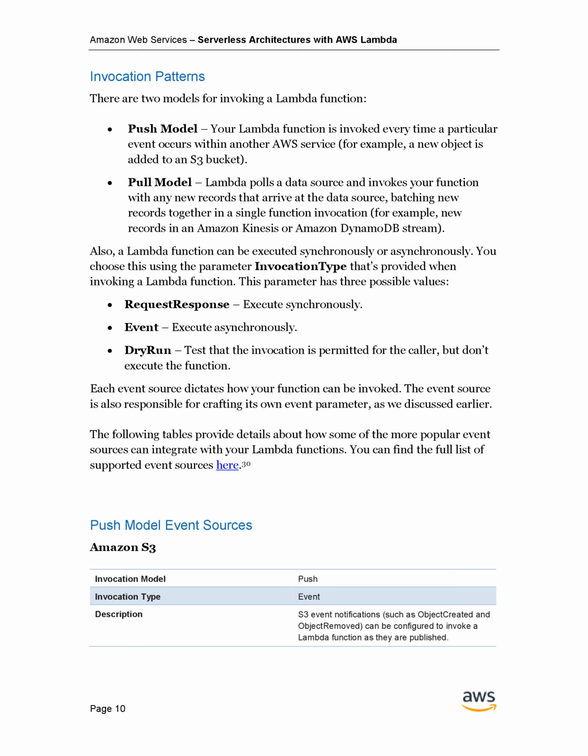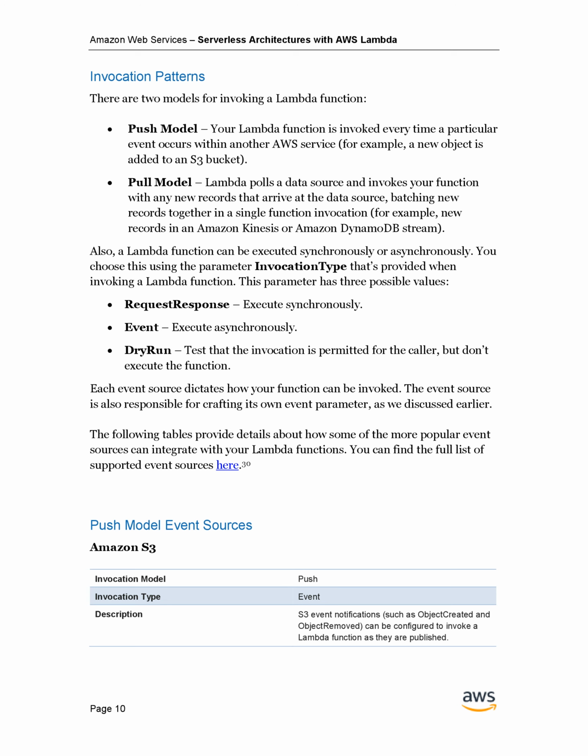DynamoDB stream. Also, a Lambda function can be executed synchronously or asynchronously. You choose this using the parameter invocation type that's provided when invoking a Lambda function. This parameter has three possible values. RequestResponse: execute synchronously. Event: execute asynchronously. DryRun: test that the invocation is permitted for the caller, but don't execute the function.